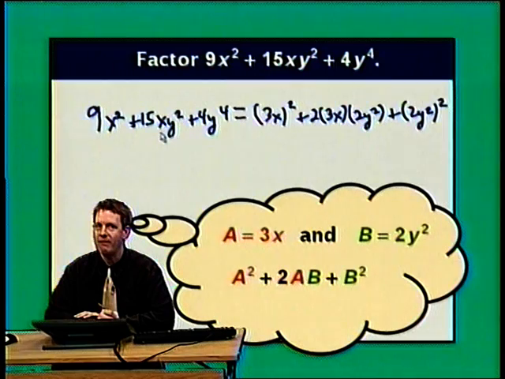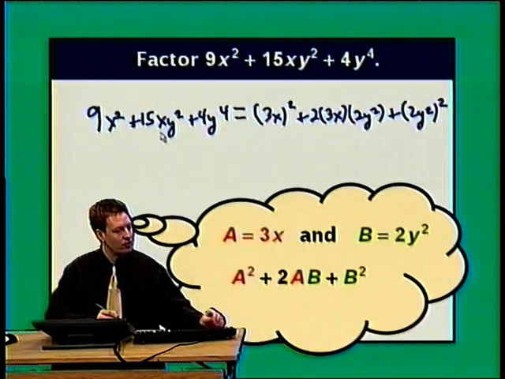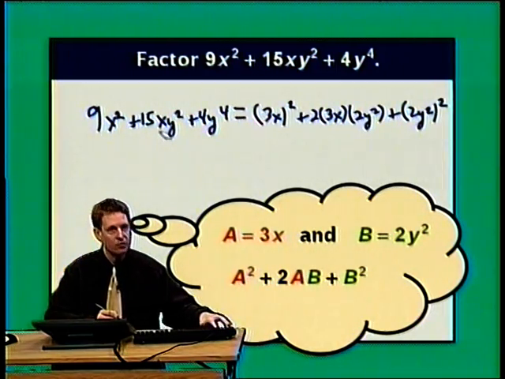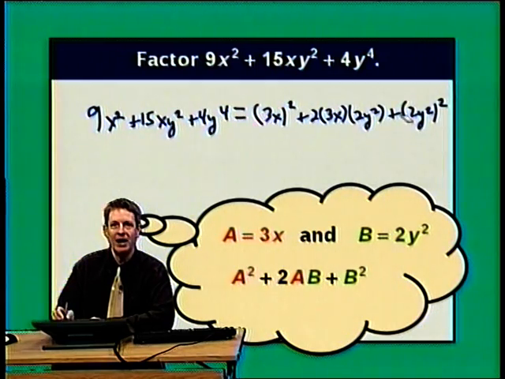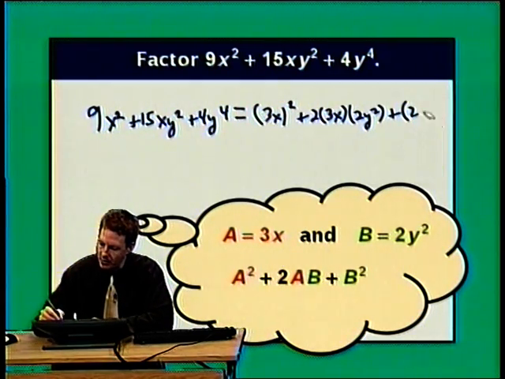It means that I don't have a perfect square trinomial. And if I don't have a perfect square trinomial, then my trinomial does not factor into the square of a binomial. I need to ditch this approach and find a different strategy for this problem. So the first thing I need to do is erase this expression right here because it does not equal my given expression.